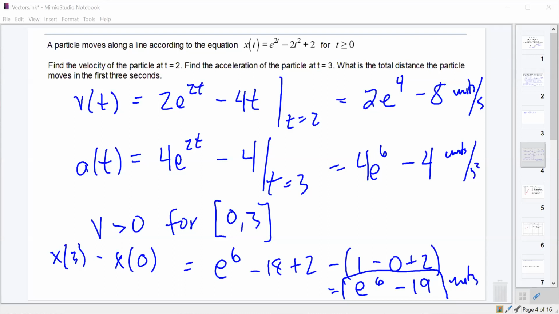All right. Okay, everybody, any questions on motion in a plane? Minus 15?